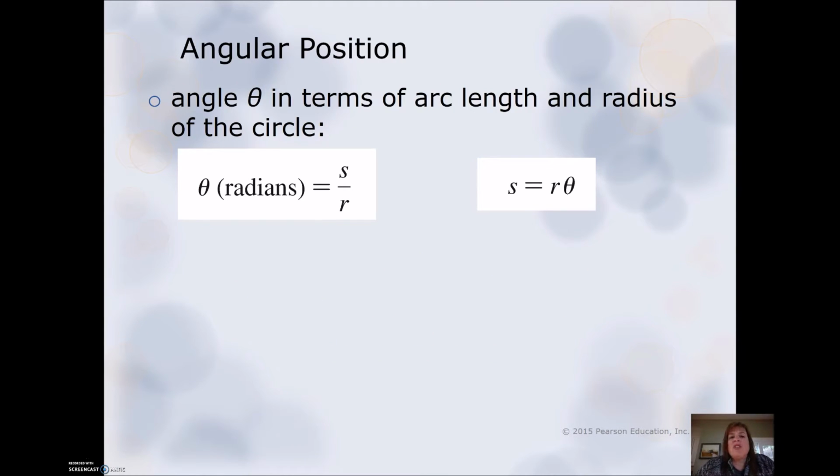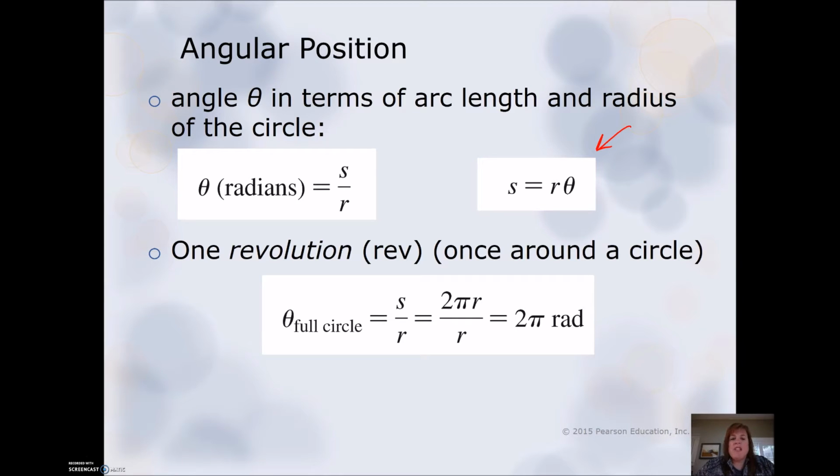And there's some relationships between that theta in radians and arc length, which is a distance. That theta is equal to the arc length divided by the radius, or more commonly we use it like this, that the arc length, that path that we're traveling, is the radius times that angular position in radians.